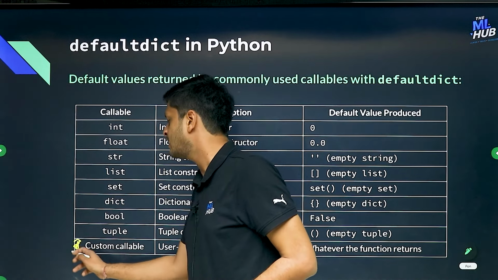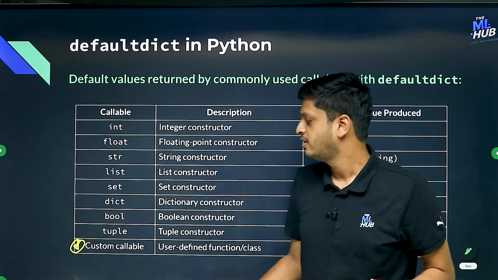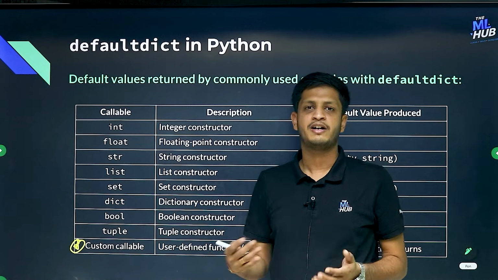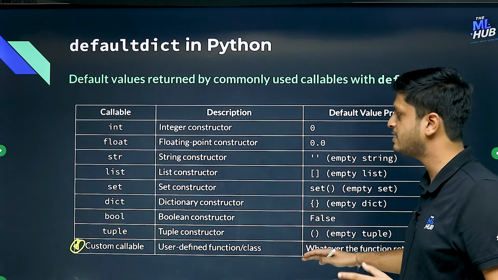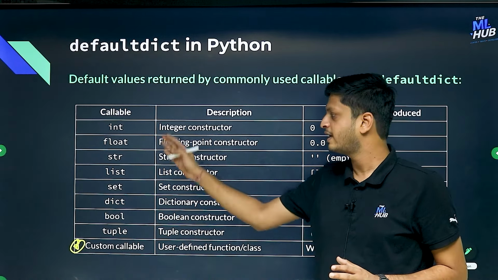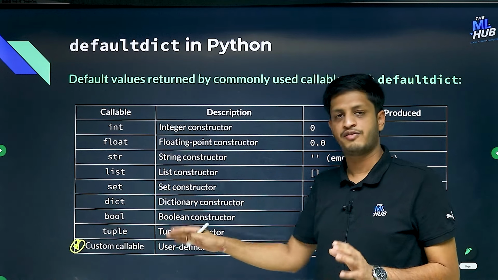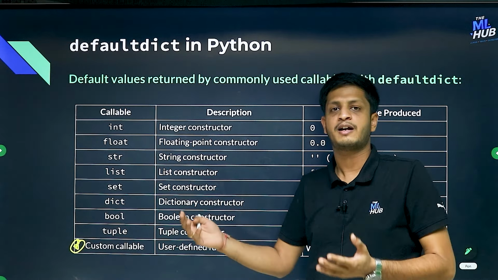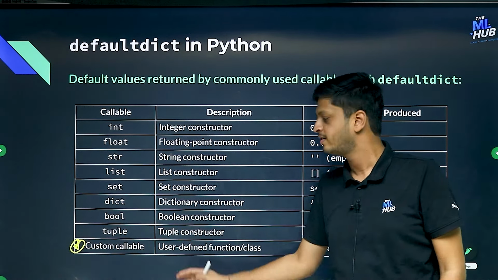Custom callable means creating your own default function. So when we see functions, we will see how to create callables and all that. Right now you can skip this. You can add data types basically, like this. And if you don't want default data types, you can create your own data type by creating a callable as well, okay.